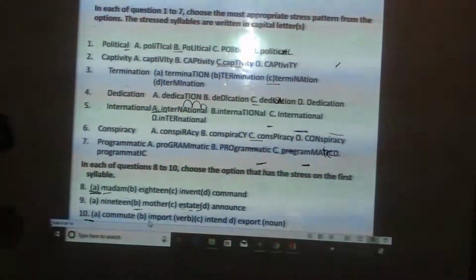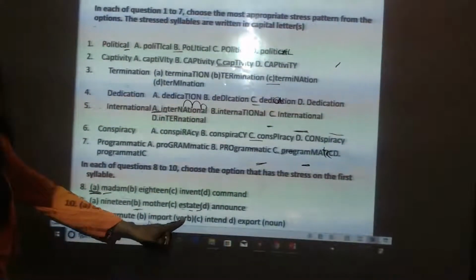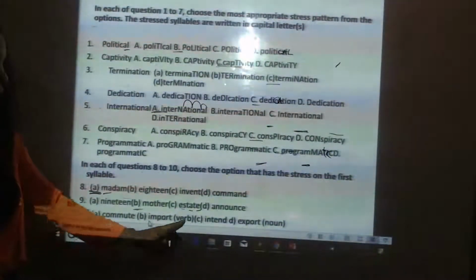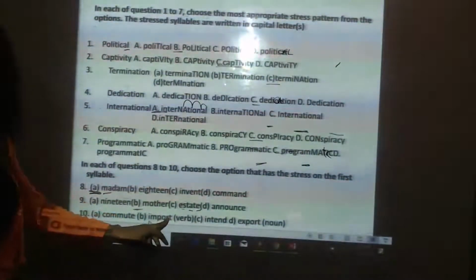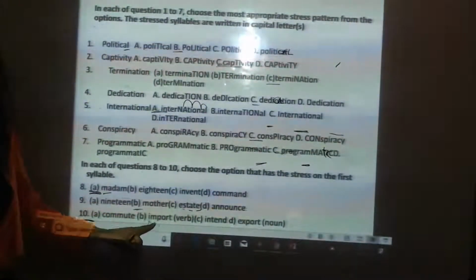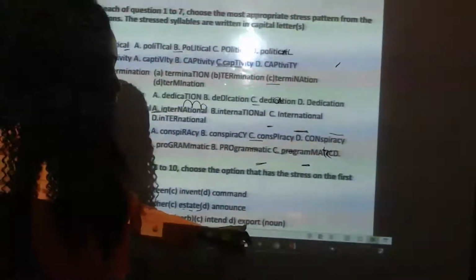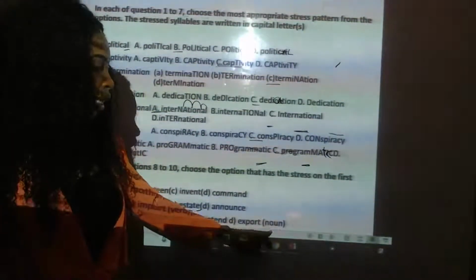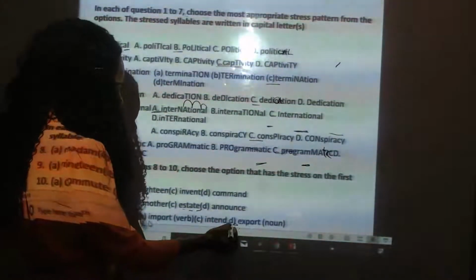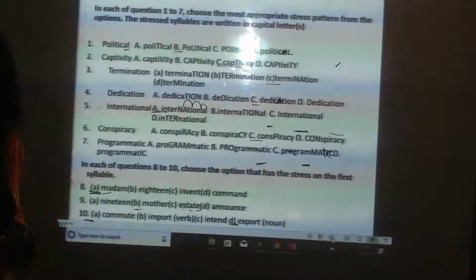Number 10, we have commute. Commute is a verb. Import. Here you are giving the clue that it is a verb, because import can also mean a noun. Import is a noun. But here you are giving a clue that it is a verb, therefore it cannot carry the stress on the first syllable. Intend is a verb also. Export is a noun and it is a disyllabic word, therefore it carries our stress. So that is all for our syllabic stress.